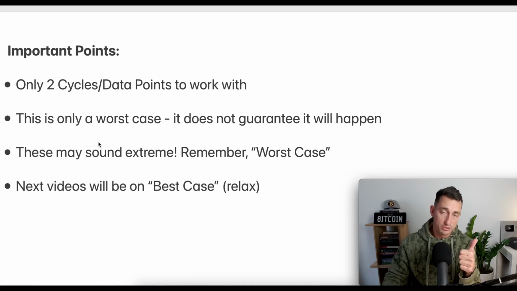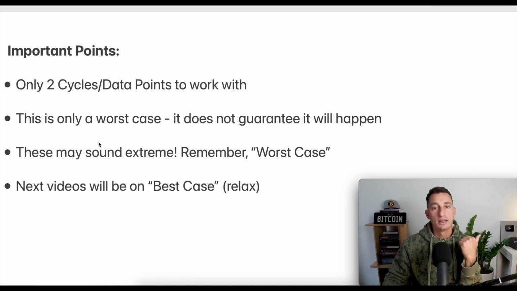Important points to note about what we're doing next. Only 2 cycle data points to work with. This is the macro stuff. 2 major ones. Obviously we had the peak in 2013 and the peak in 2017, and now we have the peak in 2021. So once this data is all complete, over the next couple of years, then we'll have 3 major data points. And we want more than 2, but this is all we have to work with so far.